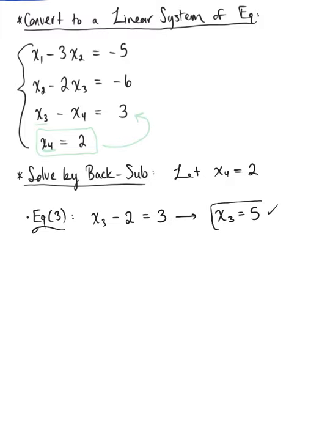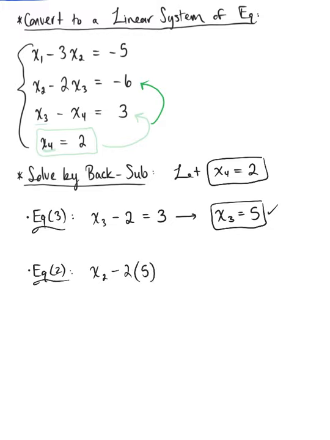So we'll now take this x sub 3 equals 5 and x sub 4 equals 2, and we'll back substitute them into this second equation. So here we go, plugging them into equation 2. We have x sub 2 minus 2 multiplied by x sub 3. So we're multiplying this by 5, and that's equal to negative 6. So we have x sub 2 minus 10 is equal to negative 6. And adding 10 to both sides, we are left with x sub 2 is 4.